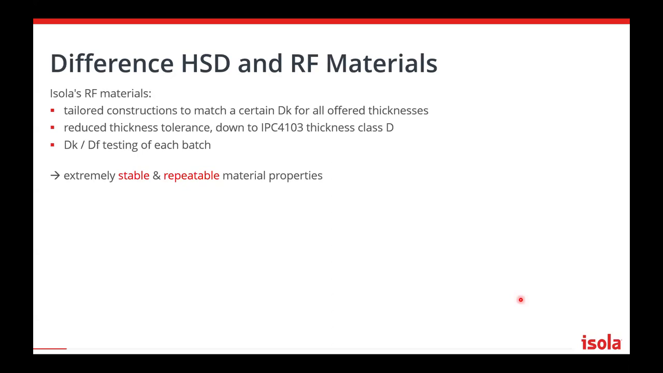Now, having spoken about HSD and RF requirements, you will see that there are also materials that are tailored for HSD and materials that are tailored for RF. And the question very often is, what's the difference? What we do on our end in RF is build constructions that keep a certain Dk for all offered thicknesses. On the HSD side, that's different. Typically, resin content changes over thickness, which affects Dk. You don't want to have that in RF microwave, so we make sure that independent of thickness, you get the same Dk. There's no change of resin content. There are reduced thickness tolerances. Again, we don't want to have too many tolerances at all. We want to reduce variation. That's why we do that. And then there's testing of electrical properties, dielectric constant and dissipation factor, for every batch, which in turn makes the materials very stable and repeatable.